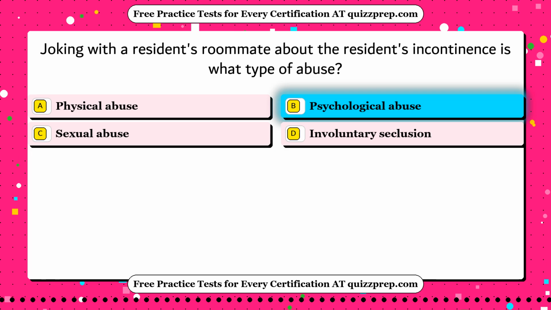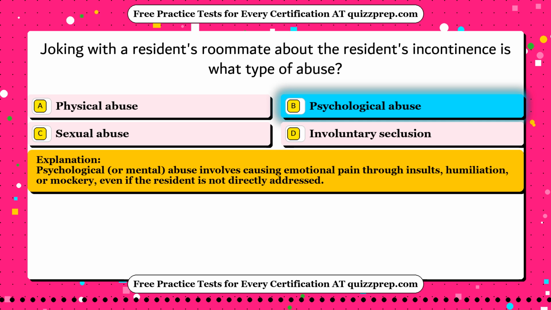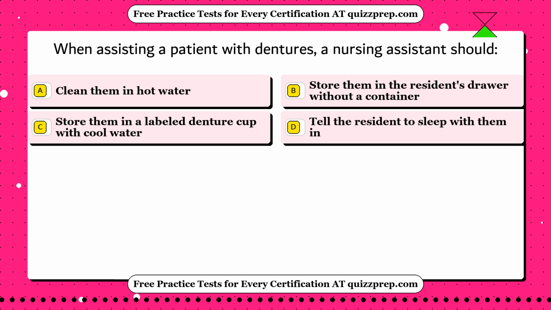The correct answer is option B. Psychological abuse. Psychological, or mental, abuse involves causing emotional pain through insults, humiliation, or mockery, even if the resident is not directly addressed. Question 14. When assisting a patient with dentures, a nursing assistant should: Option A.